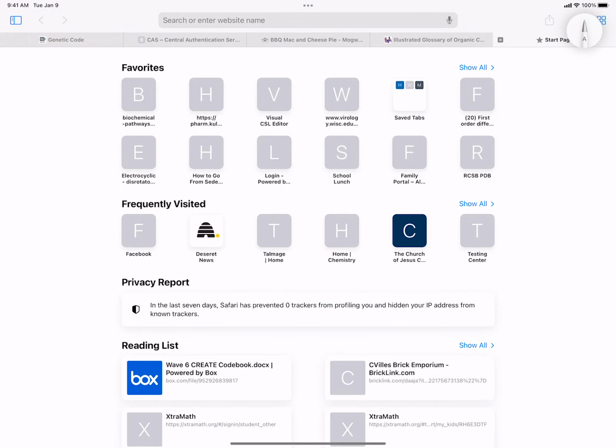So let's see. Oh yeah, by the way, that barbecue mac and cheese pie was excellent. Made that on Pie Day.